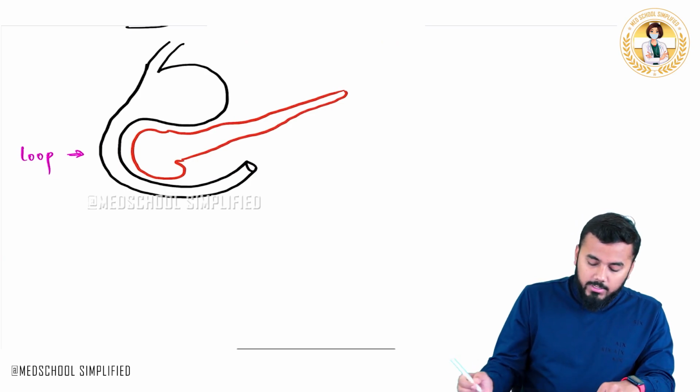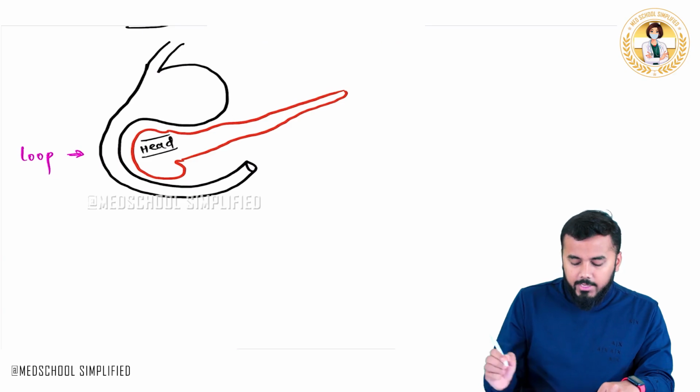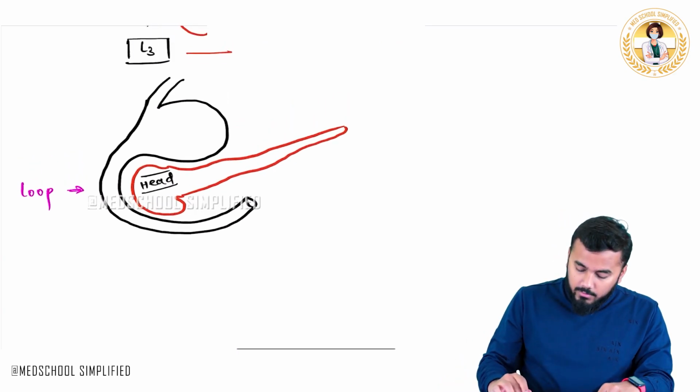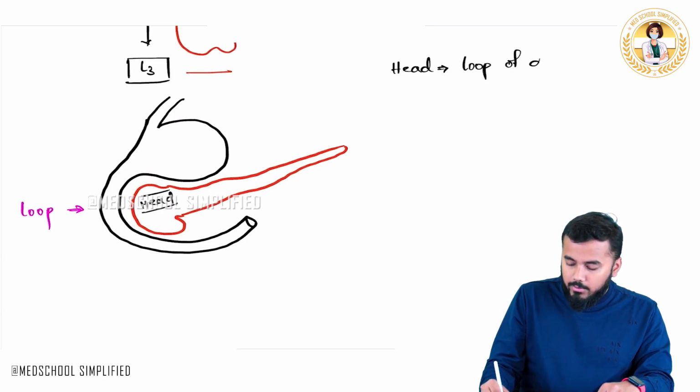So the first important thing is that this part is called the head of the pancreas. Where is the head of the pancreas, guys? The head of the pancreas is located in the loop of duodenum.